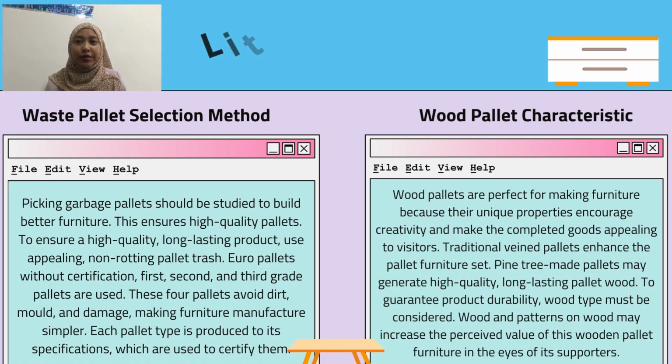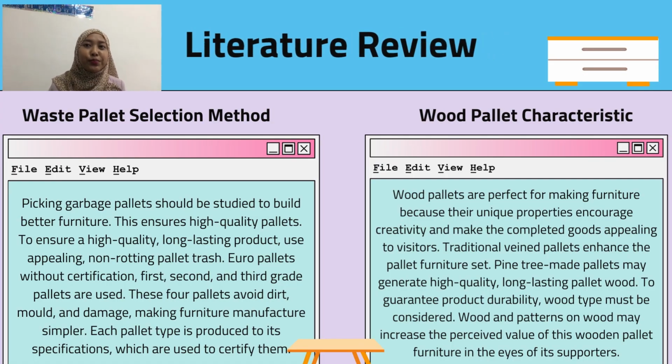Hi everyone, today I will present the literature review on pallet selection methods. Picking rubbish pallets should be studied to build better furniture. This ensures high quality pallets. To ensure a high quality, long lasting product, use appealing, non-rotting pallet trash. Euro pallets without certification, and first, second and third grade pallets are used. These four pallets avoid dirt, mold and damage, making furniture manufacture simple. Each pallet type is matched to its specification, which is used to certify them.